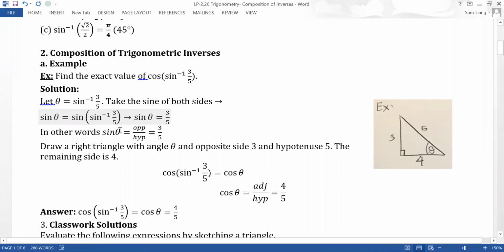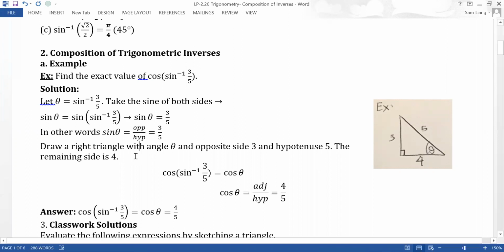Okay, and then at this point, just remember that sine theta is defined to be the ratio between the opposite and the hypotenuse side in a right triangle, and we know that that's equal to 3/5 according to this equation. At this point, you're going to draw a right triangle. As you can see from the diagram here, I drew a right triangle with angle theta, and the opposite side is 3, the hypotenuse is 5. And the remaining side, therefore, is going to be 4. You can use the Pythagorean theorem, or if you just remember that there's a Pythagorean triple, like 3, 4, 5, right? But regardless, the remaining side is 4.